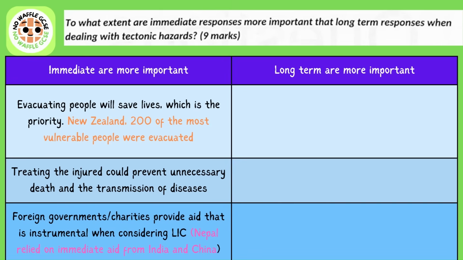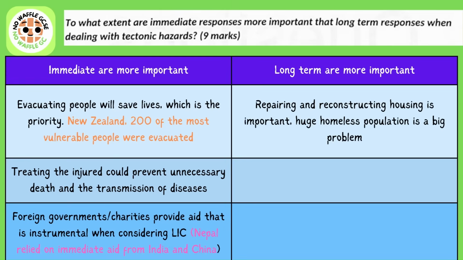Now, long-term are more important. Let's look at some reasons why. So repairing and reconstructing housing is an important issue because a huge homeless population is a big problem. After the Nepal event, unfortunately, 1 million people were left homeless. Okay, and reconstructing their housing then became the next priority.